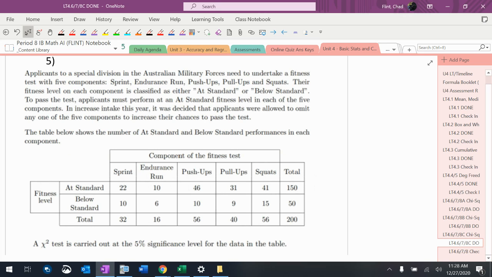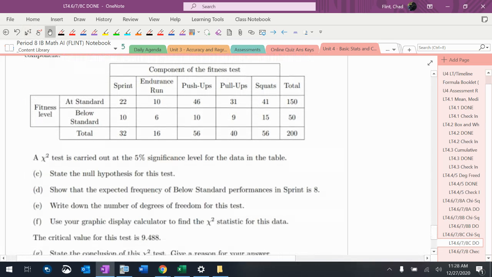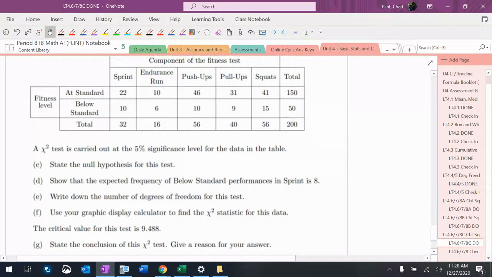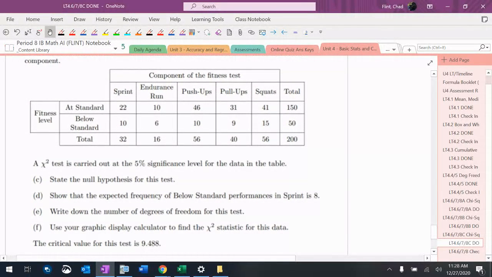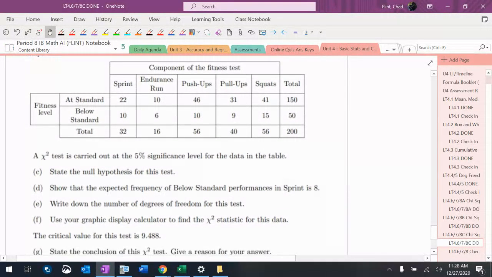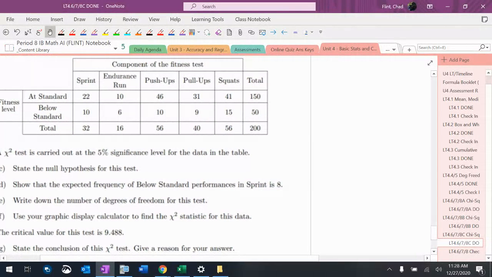All right, so this last problem here was in the hard section of the question bank, but it's only in there because it had a lot more to it. I just took the part that had to do with chi-squared. So it says state the null hypothesis. The type of fitness test component and the fitness level are independent is what we want to say for the null hypothesis.